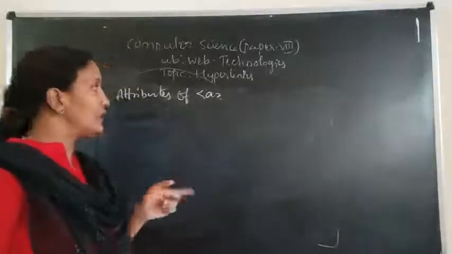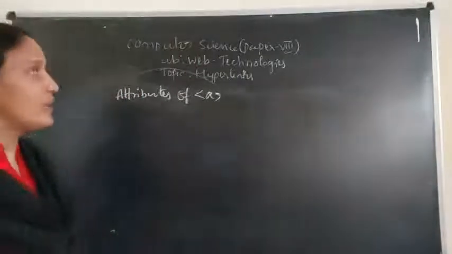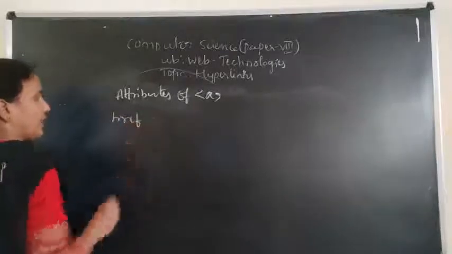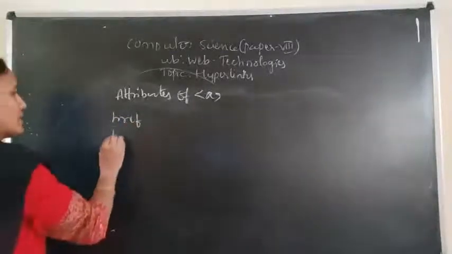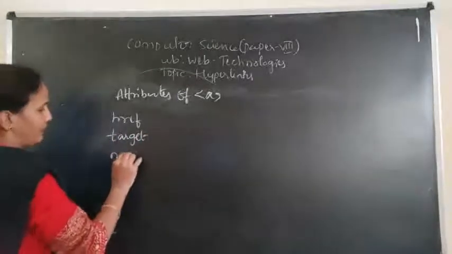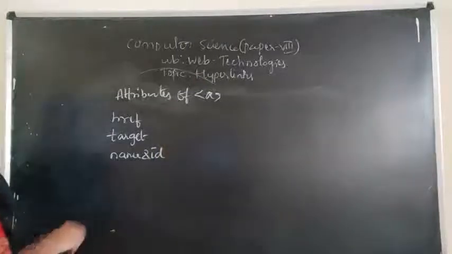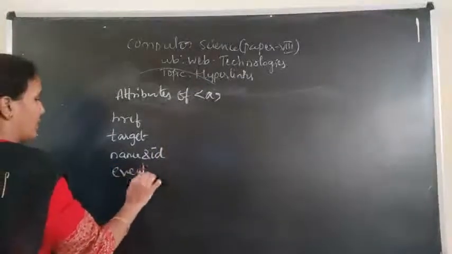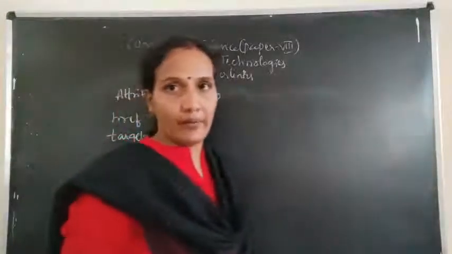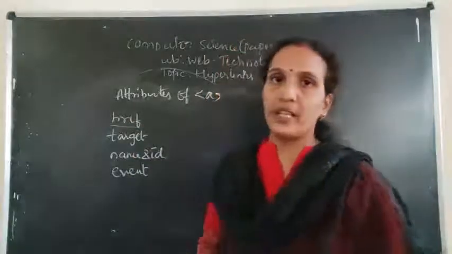I'll give you the list now. Here, we'll discuss the attributes of the anchor tag. The first one is href. The second one is target. The third one is name and ID. And the fourth one is event. Four attributes we have. In this, we already discussed the first attribute, href.